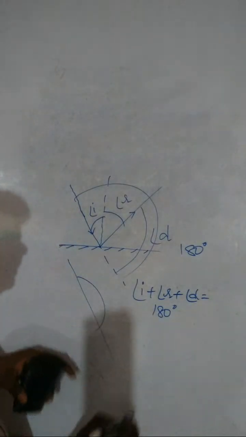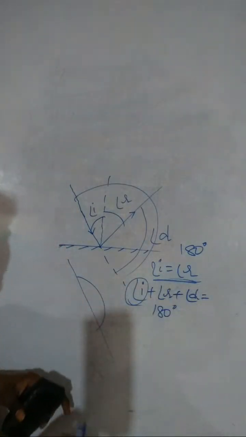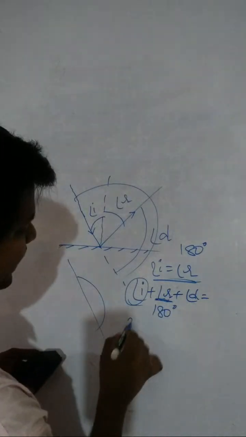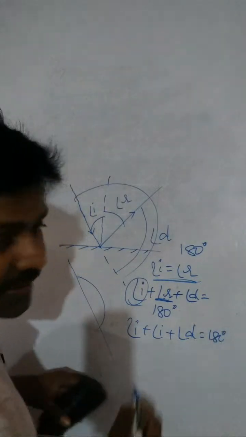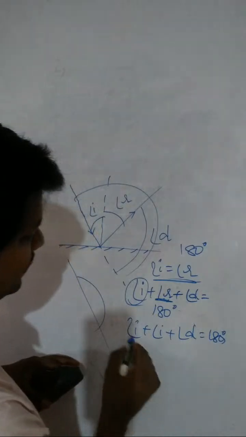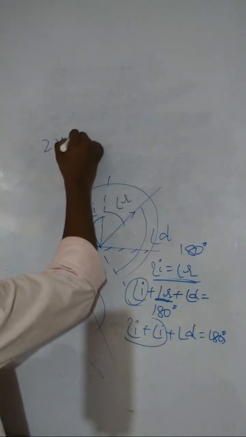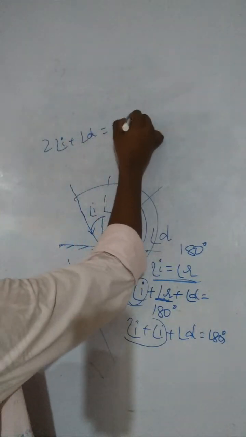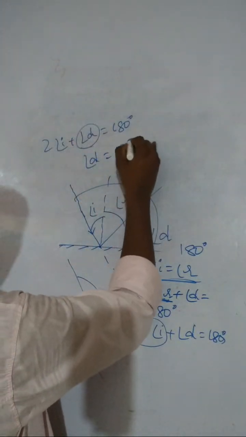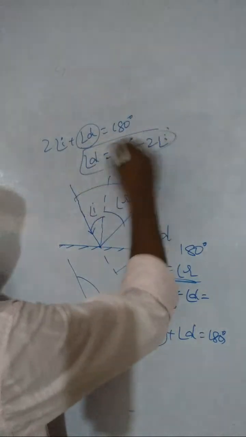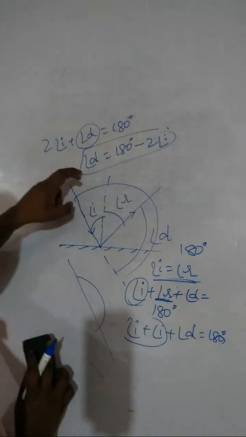You can observe the angle of incidence is equal to the angle of reflection. So we can take angle of incidence plus angle of incidence plus angle of deviation equal to 180 degrees. We can write this as 2 times the angle of incidence plus the angle of deviation equals 180 degrees. So the angle of deviation equals 180 minus 2 times the angle of incidence, right? So that is the angle of deviation formula.